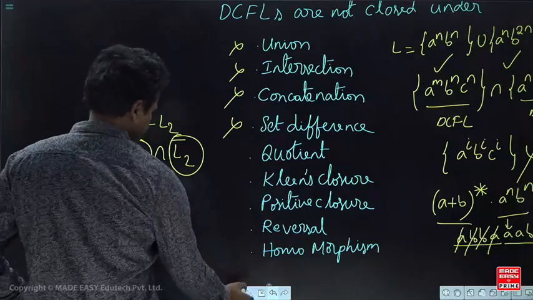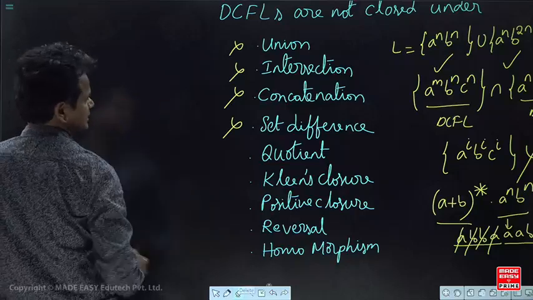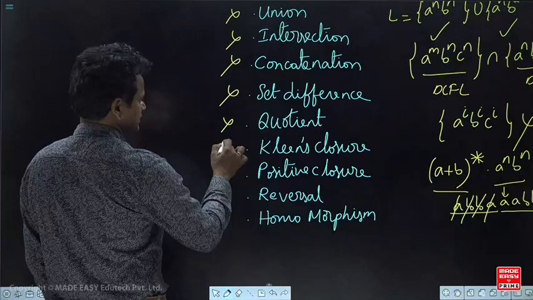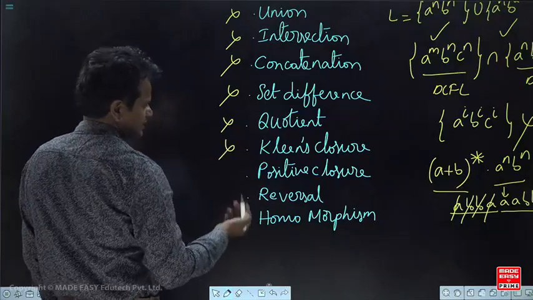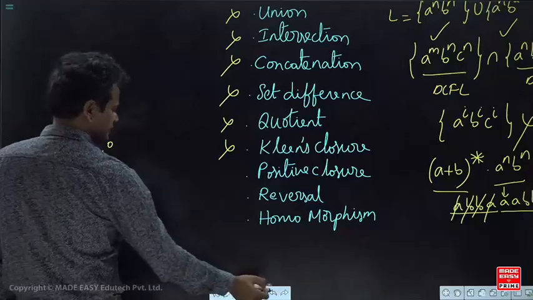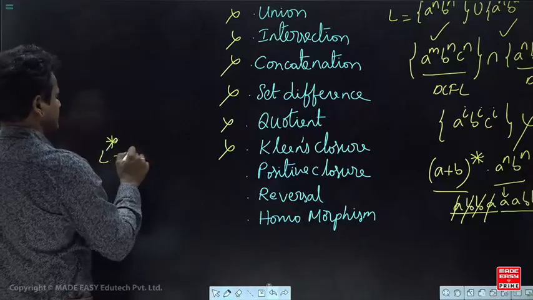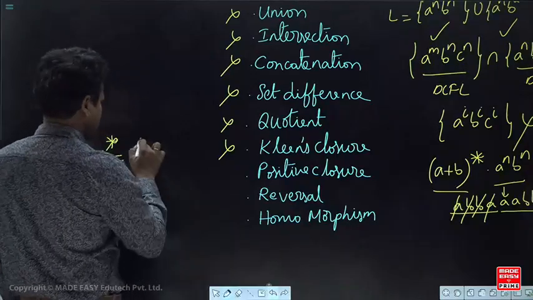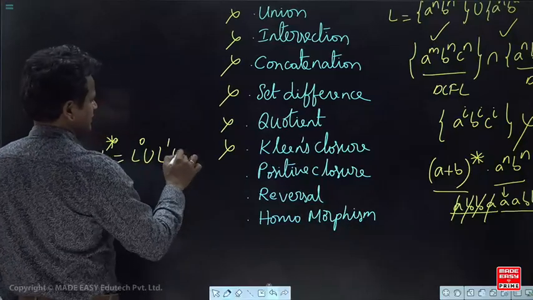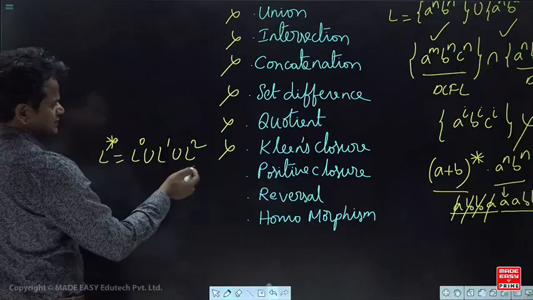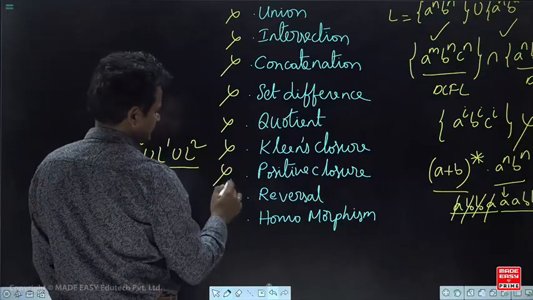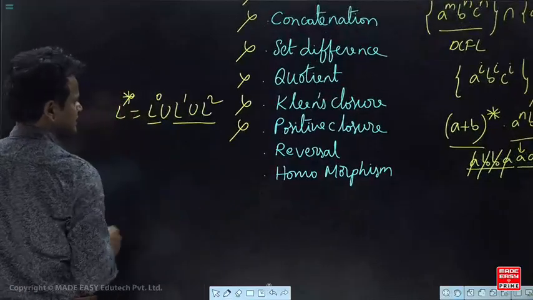Next. So similarly, quotient is also not closed. Kleene closure is also not closed because L star gives you the union of L power 0, L power 1, union L power 2, that is L square, L cube. So union is not closed, right? So that is positive closure not closed. Reversal is also not closed.